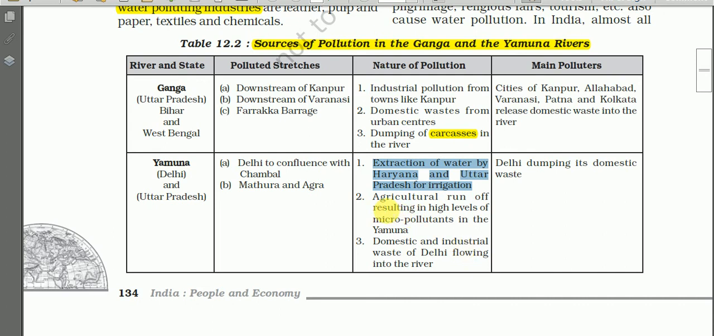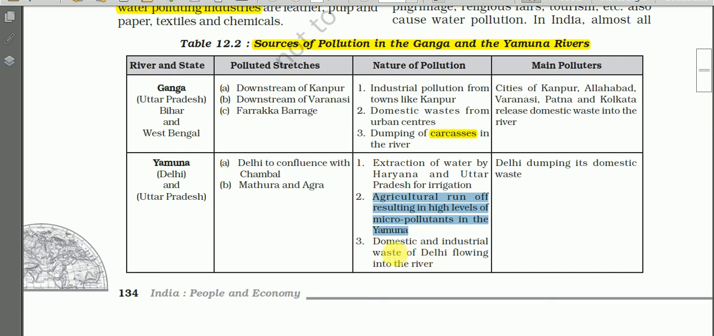Then when more and more water is extracted, okay, utilized, so little volume of water is found in the riverbed, and hence the self-purifying capacity of the water is reduced. Agricultural runoff results in high levels of micropollutants in the Yamuna River. So from the agricultural fields, okay, these chemical residues are washing down into the Yamuna River.